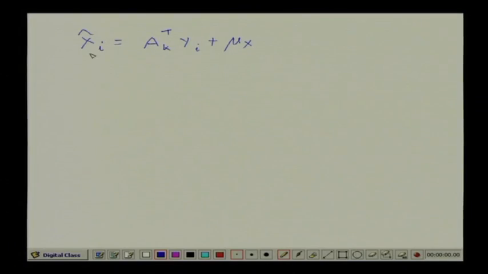So, here you find that for getting the reconstructed image, what are the quantities that we have to save? Obviously, the first information that you have to save is the transformation matrix A k. So, this A k needs to be saved.